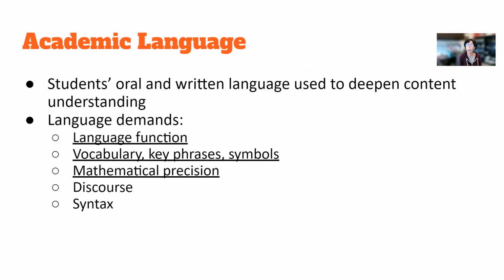So when you think about a learning segment or a sequence of lessons, for that learning segment, you're always going to include a language function, vocabulary, key phrases and symbols, and mathematical precision. And then you're going to want to consider whether you're going to focus on discourse or syntax, depending on the content. So what we're going to do next is look at examples of all of these so you can understand more clearly what they are.